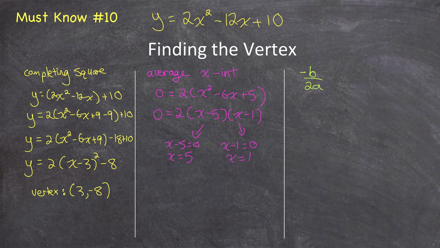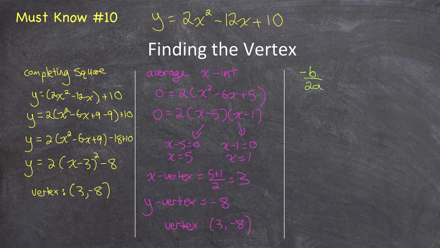1. Now I know the vertex is going to be right in the middle of the x-intercepts. So for the x-coordinate of the vertex, I just have to average 5 and 1. So add them, and divide by 2, and I figure out the x-coordinate of the vertex is 3. And then to find the y-coordinate, I can just use the standard form equation of the parabola. Just replace each of the x's with 3, and you'll get a y-coordinate of negative 8.